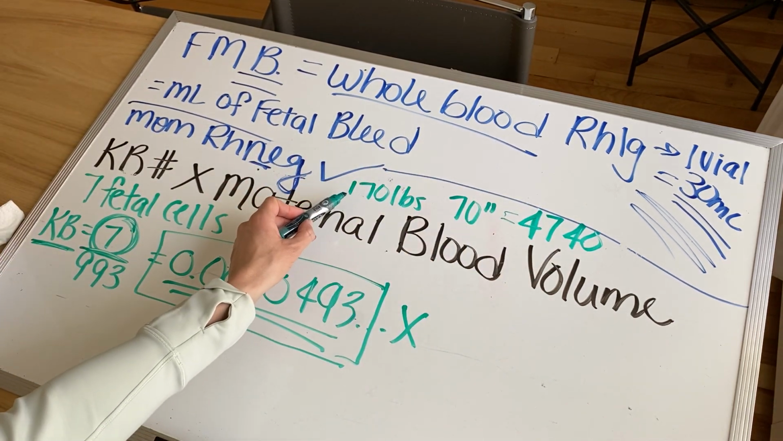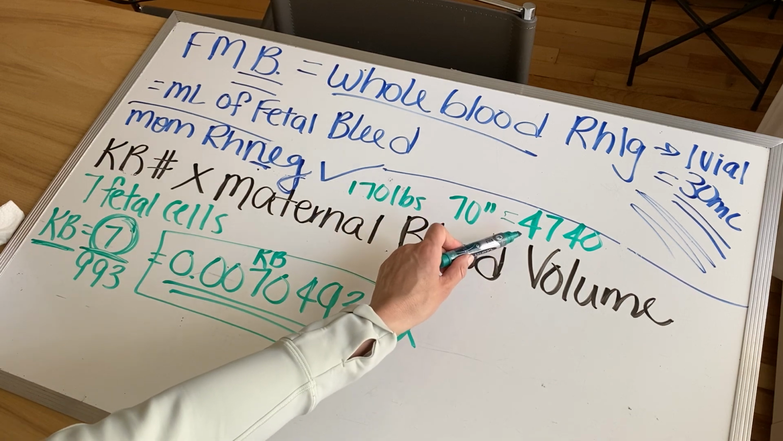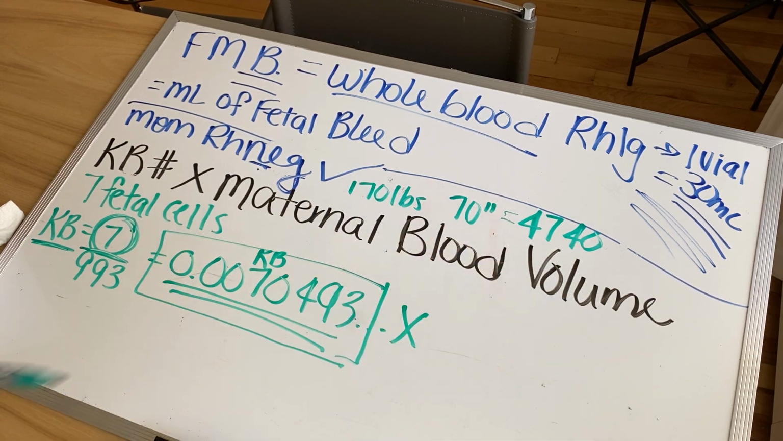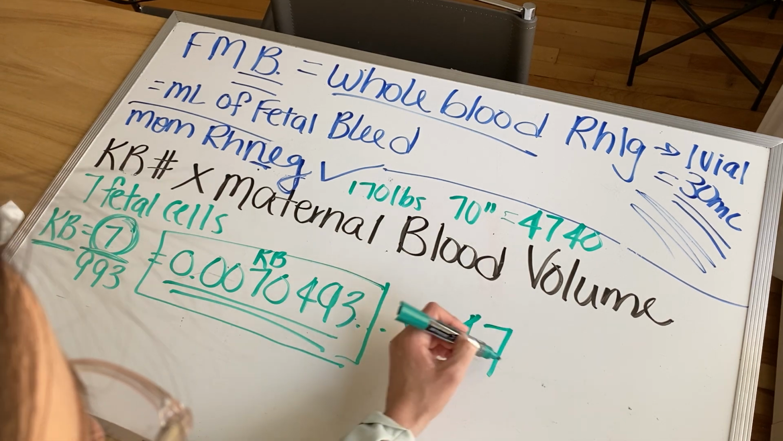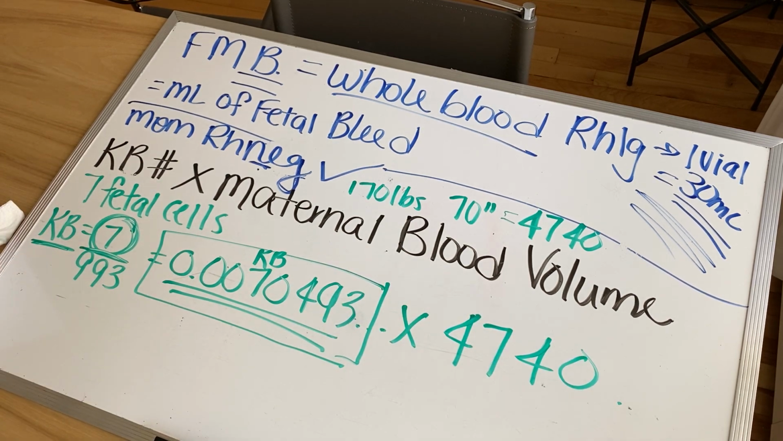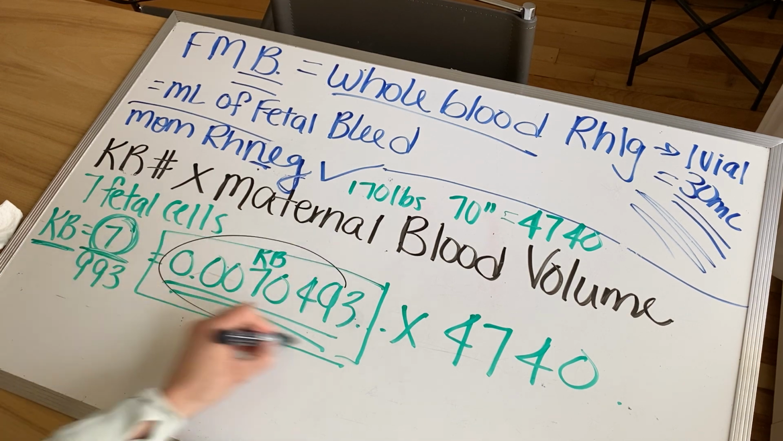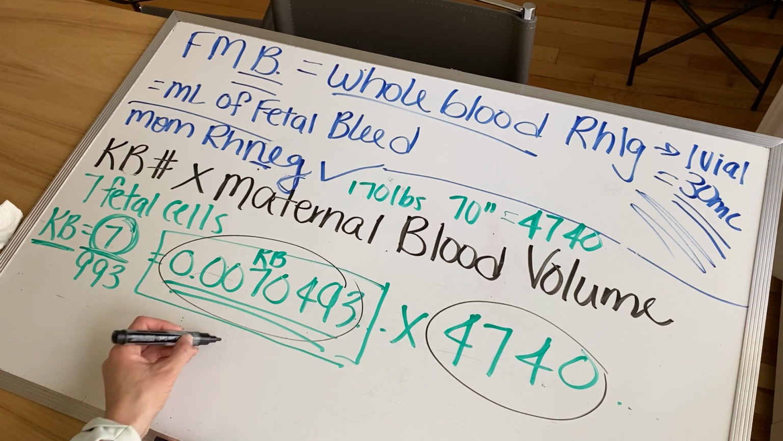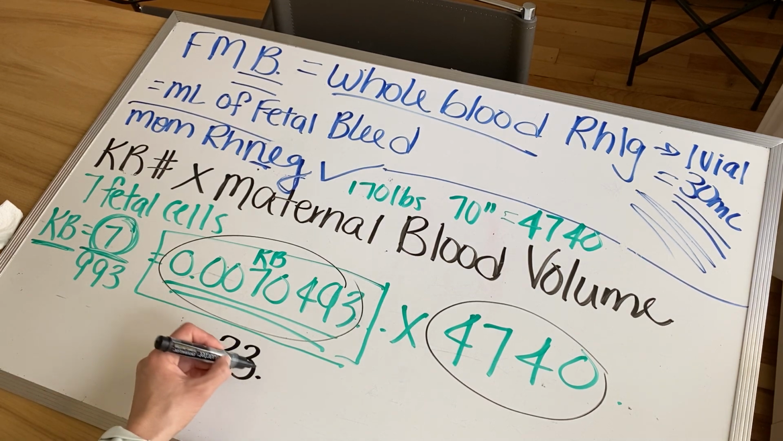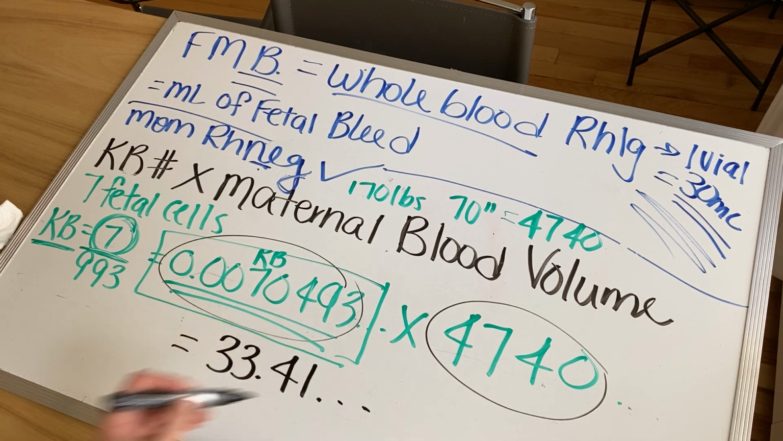So based on being 170 pounds and 70 inches, your maternal blood volume would be 4,740. So you would multiply your KB number, which is this decimal, by 4,740. And that equals 33.41, and so on.